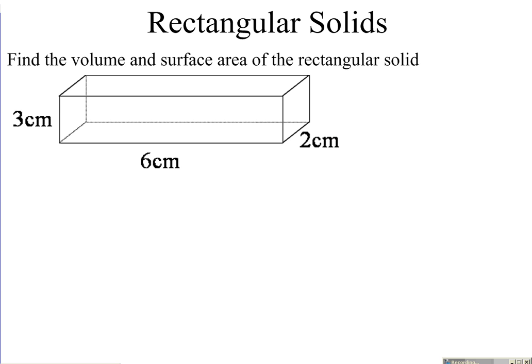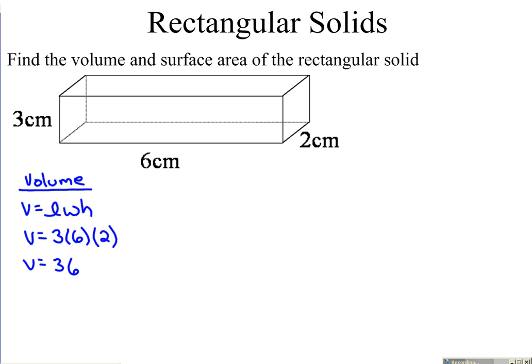Okay, so we want to find the volume and the surface area of this rectangular solid. Let's start with volume, which is the easiest to find. If you know the formula, it's just length times width times height, so 3 times 6 times 2. It doesn't matter which you call the length, the width, or the height. It's just a matter of multiplying all of them together, and the order doesn't matter. 3 times 6 times 2 is 36 centimeters cubed.